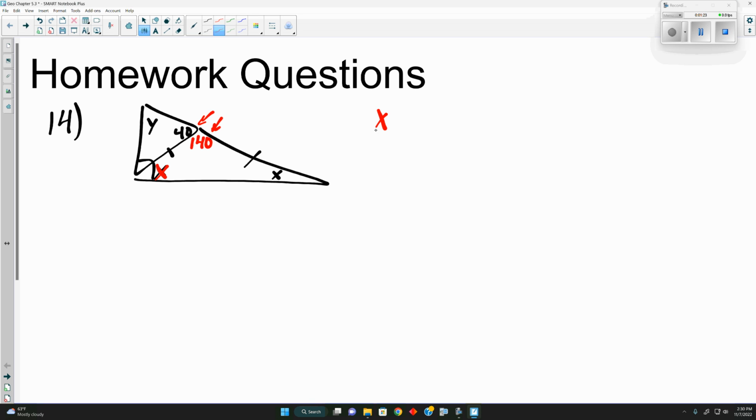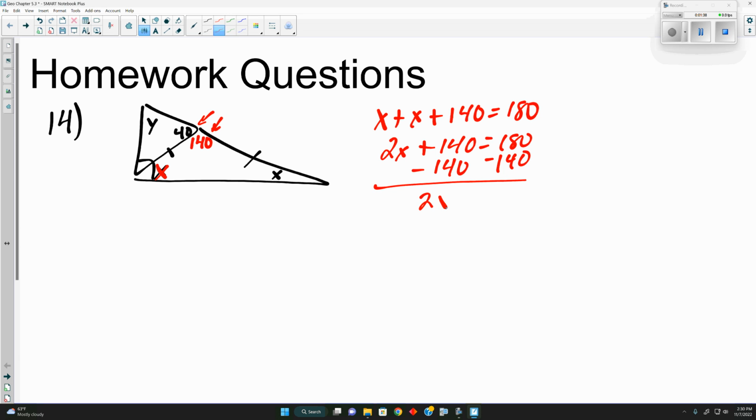So what we're saying is that x plus 140 is 180. X plus x is 2x plus 140 is 180. We can subtract 140 from both sides, telling us that 2x is equal to 40. Divide by 2, telling us x is 20.